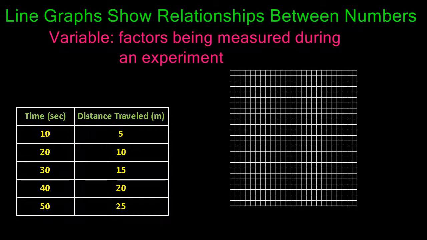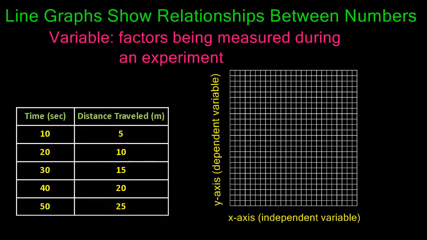When we construct our graph, we need to know that the x-axis is along the bottom side of the graph. This is where we place our independent variable. The y-axis is along the left side of the graph. This is where we place our dependent variable. So in this case, our independent variable is the time in seconds. This is what we started off knowing before we conducted our experiment. So we'll place that on our x-axis.